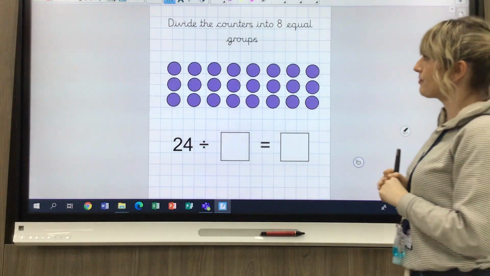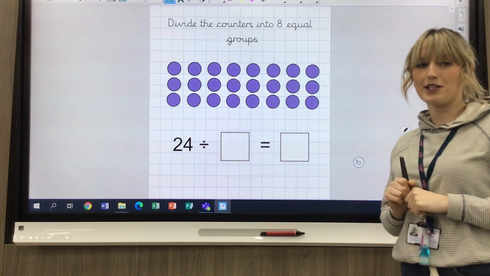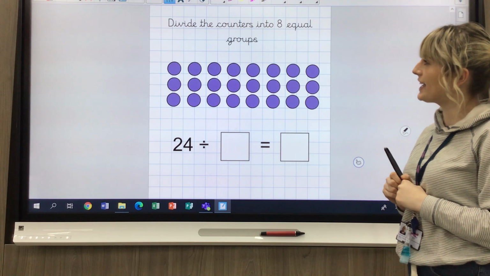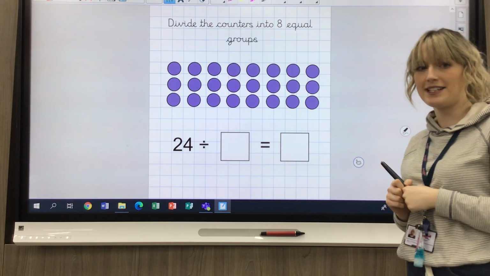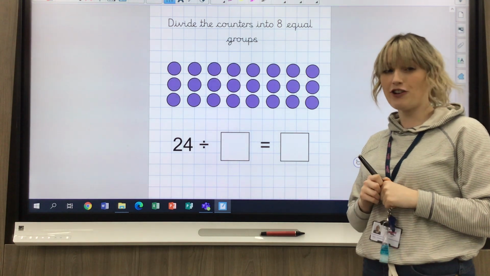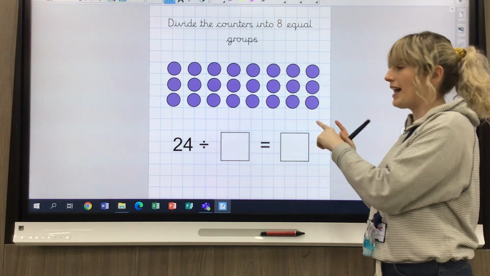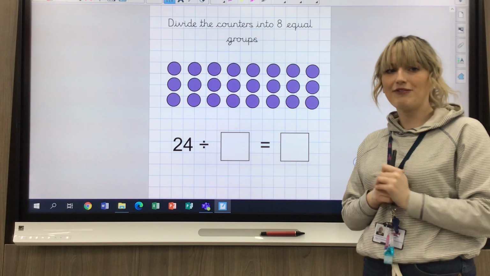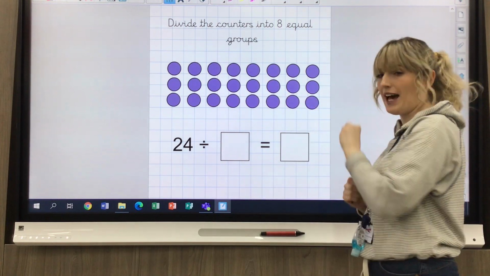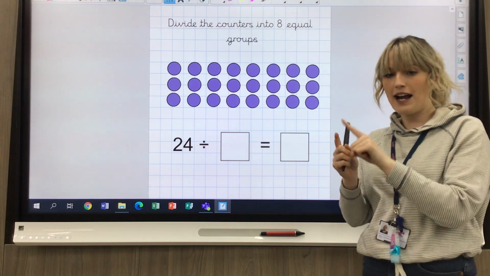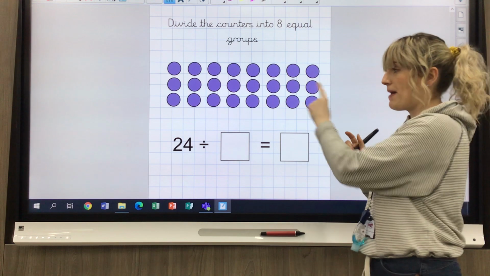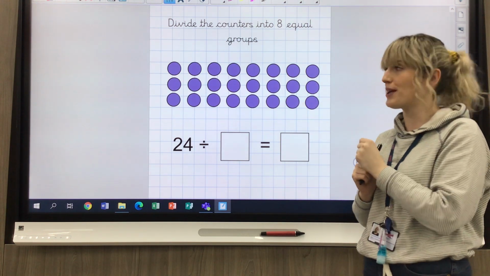So this question is similar to one you've got in your booklet today. It says divide the counters into 8 equal groups. Now, that's pretty tricky to do when you're looking at a picture. I'd find this much easier if I had all of these 24 counters in front of me and I could put them into 8 piles and make 8 groups. But with a picture, we can't move it around, can we?